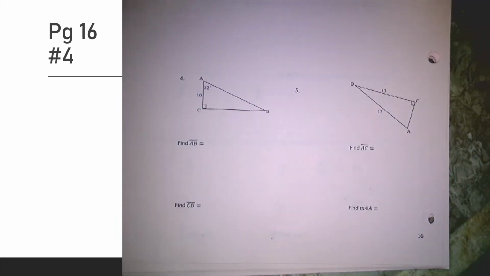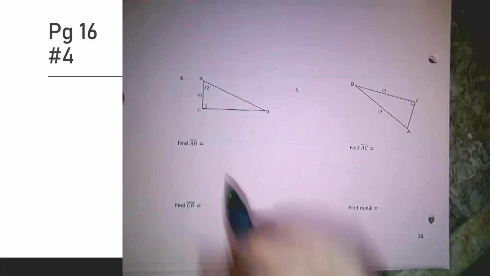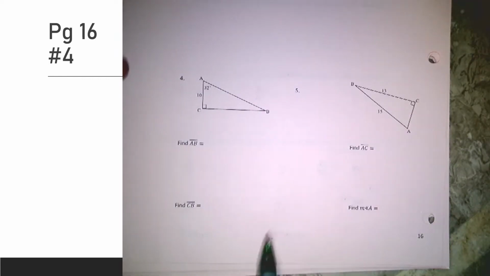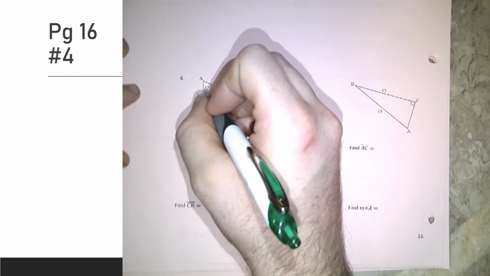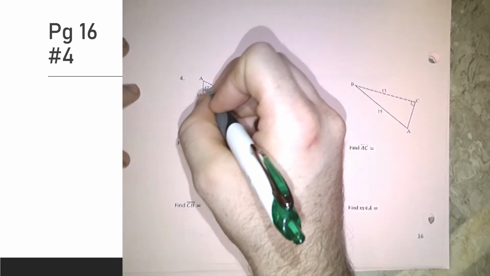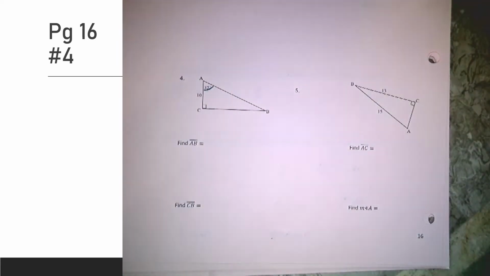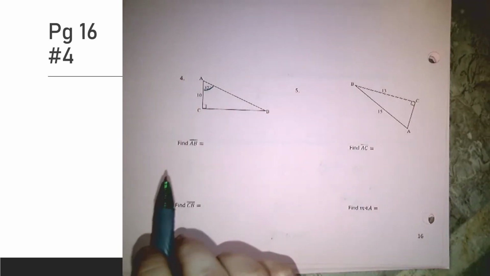Okay, so right now we're looking at page 16, number 4. So we are going to end up using trig to solve these ones. And what we want to do first is label each of the sides. So label which ones are hypotenuse, label which ones are opposite, and which ones are adjacent. So you have to look at which one you actually have an angle for. And in this case, the one we have an angle for is this one right here. So based off of this angle, I'm going to label everything.